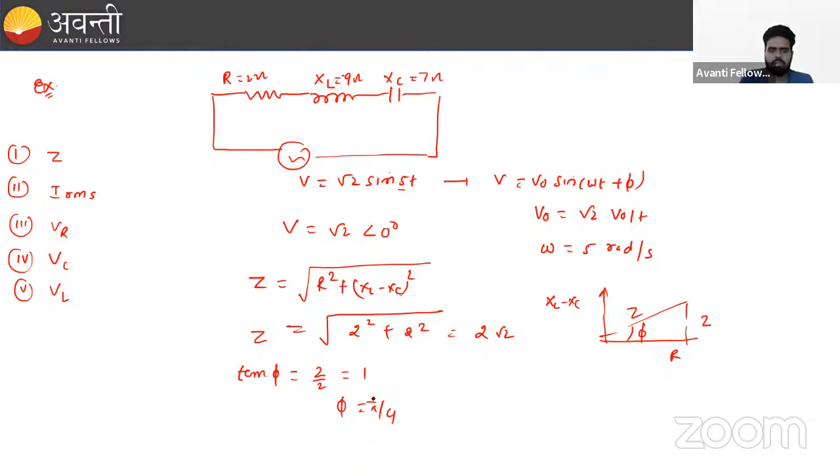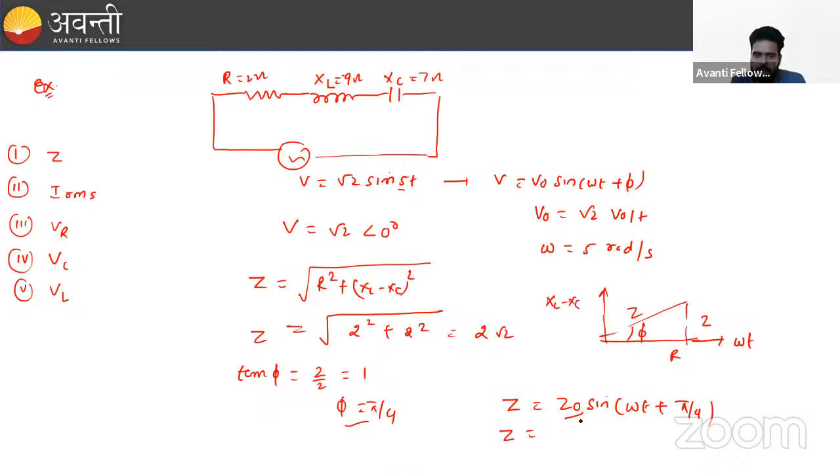Right. So once we get the value of phi, we can write the equation in this manner: Z equals Z naught sine omega t, where omega t is the base, plus pi by 4. This is positive, which means anti-clockwise. Okay. And if you want to write it in the small notation, what is the small notation?